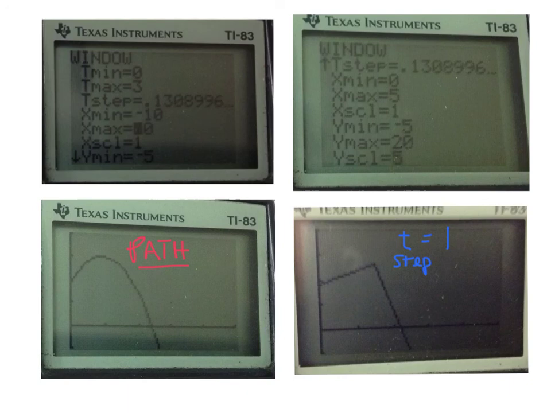All right, that's all I wanted to talk about in this video: why we need parametrics and how we can do them on a calculator. In the next video we'll talk about some pre-calculus skills we're going to need to be able to do calculus with these equations.